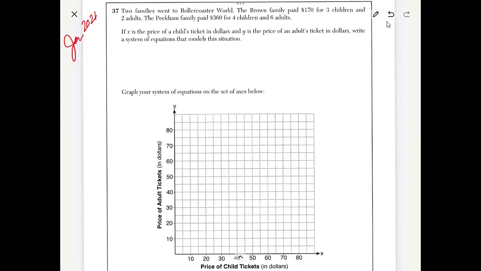Hey, I am doing one more word problem from the Algebra Regents exams. This is from the January 2021. It's the last problem. It is worth 6 points. I am putting this on a playlist of a bunch of word problems just to show you how to do those.